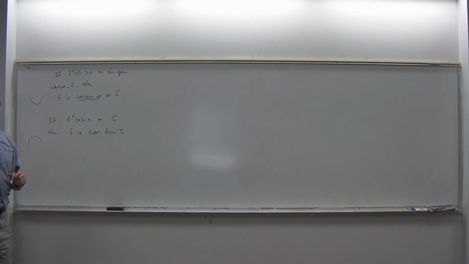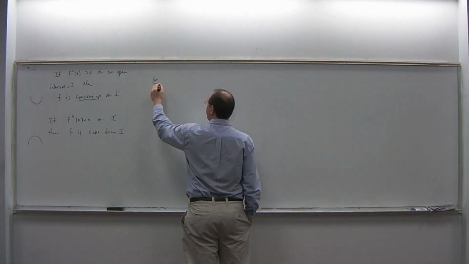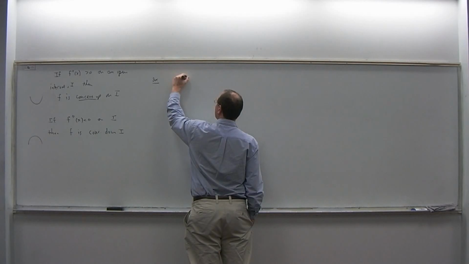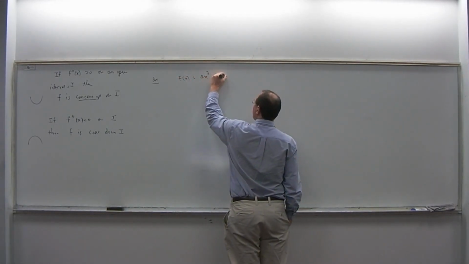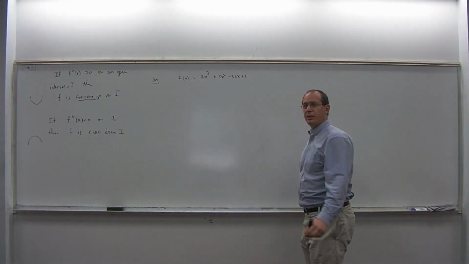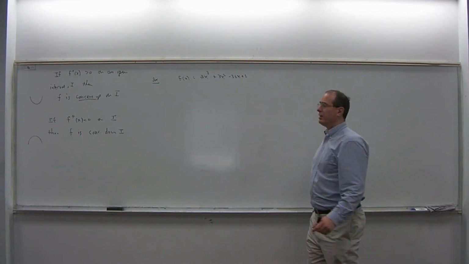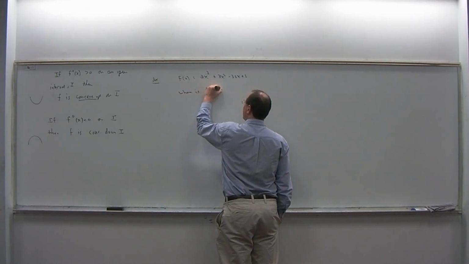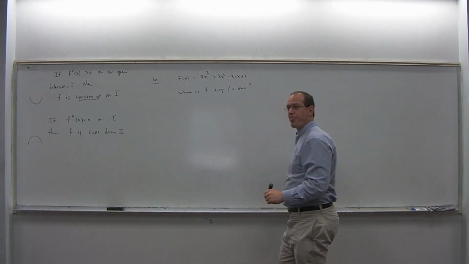Okay, so let's look at a couple of examples. We will begin with a cubic polynomial, 2x cubed plus 3x squared minus 36x plus 2. Let's see where this cubic polynomial is concave up and concave down. So where is f concave up versus concave down?